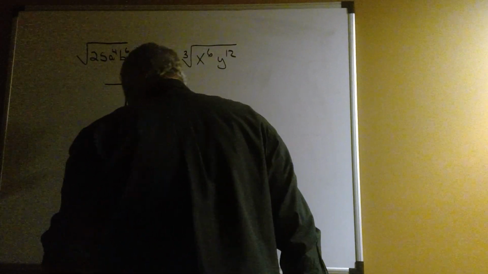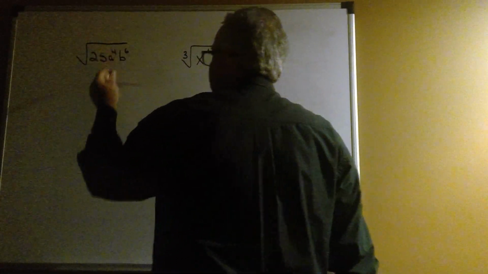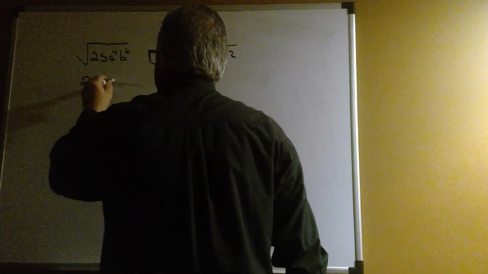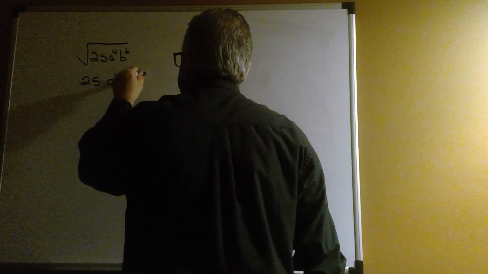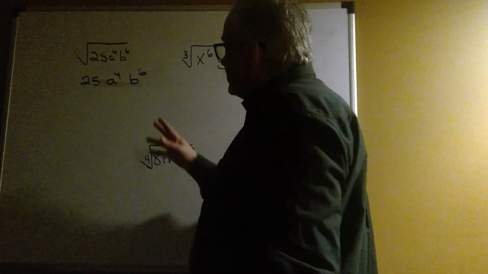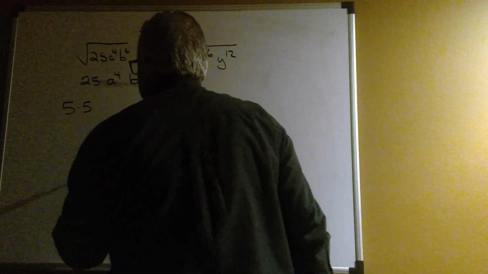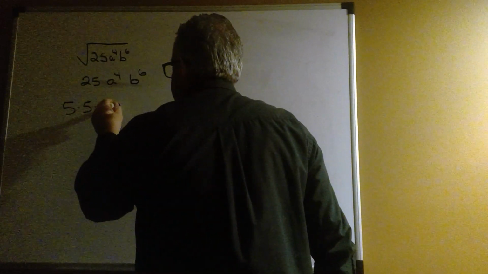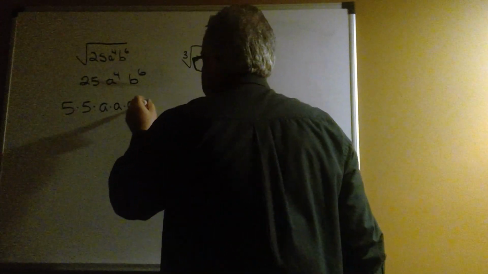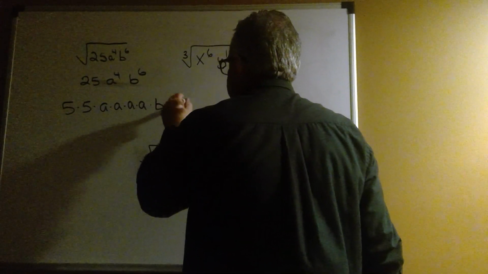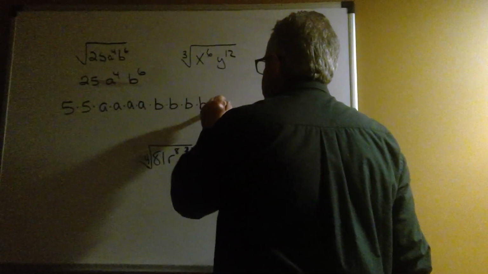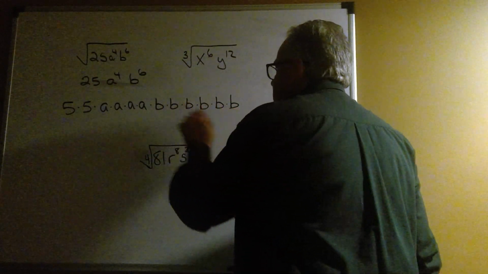Let me take down my 25, a to the 4th, b to the 6th. This is almost ridiculous for what I'm going to do, but I'm going to do the prime factorization of this. 25 I know is 5 times 5. A to the 4th I know is a times a times a times a. There's 4 of them. And b to the 6th would be b times b times b times b times b times b, and there's 6 of them.